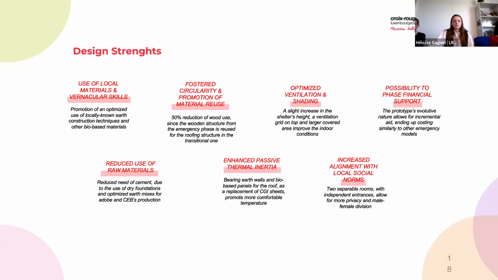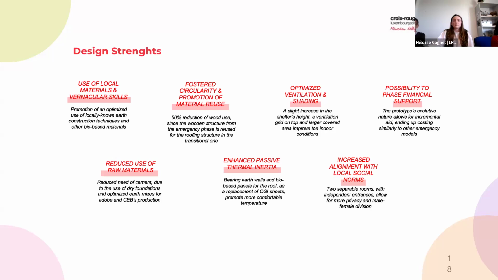So instead of having a concrete foundation, we used a sand compacted foundation that allowed us to take out the wood pillars that were used to support the tarpaulins and the vegetable mats at the emergency phase, that were later reused to create the roofing structure and reinforce it for the transitional and development phase later on.